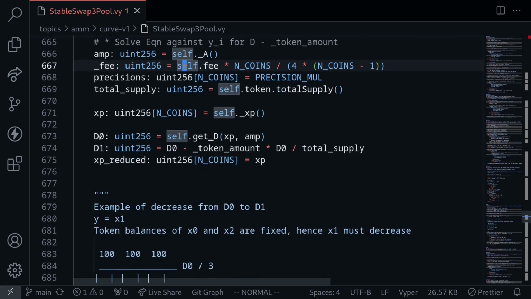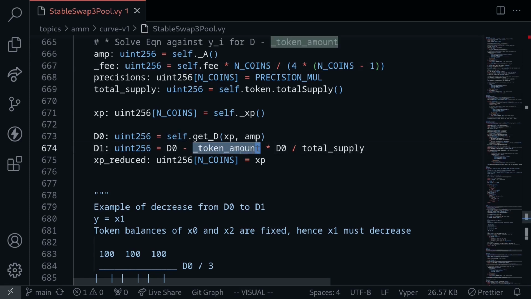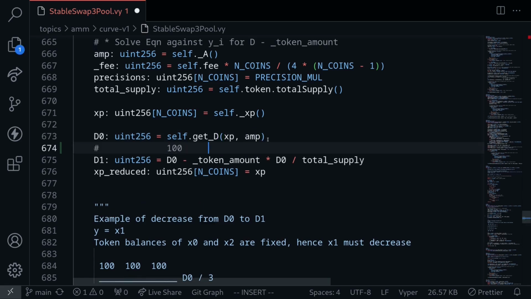The next part of the code deals with calculating the imbalance fee. First, it calculates the ideal liquidity D1 if we were to burn this much amount of LP tokens, given the total supply. The liquidity will decrease by this LP amount to be burnt divided by the current total supply of LPs. For example, let's say that D0 is 100. And let's say that we have 10 LP tokens. And again, this D0 will be 100. And let's say that we have also 100 LP tokens.